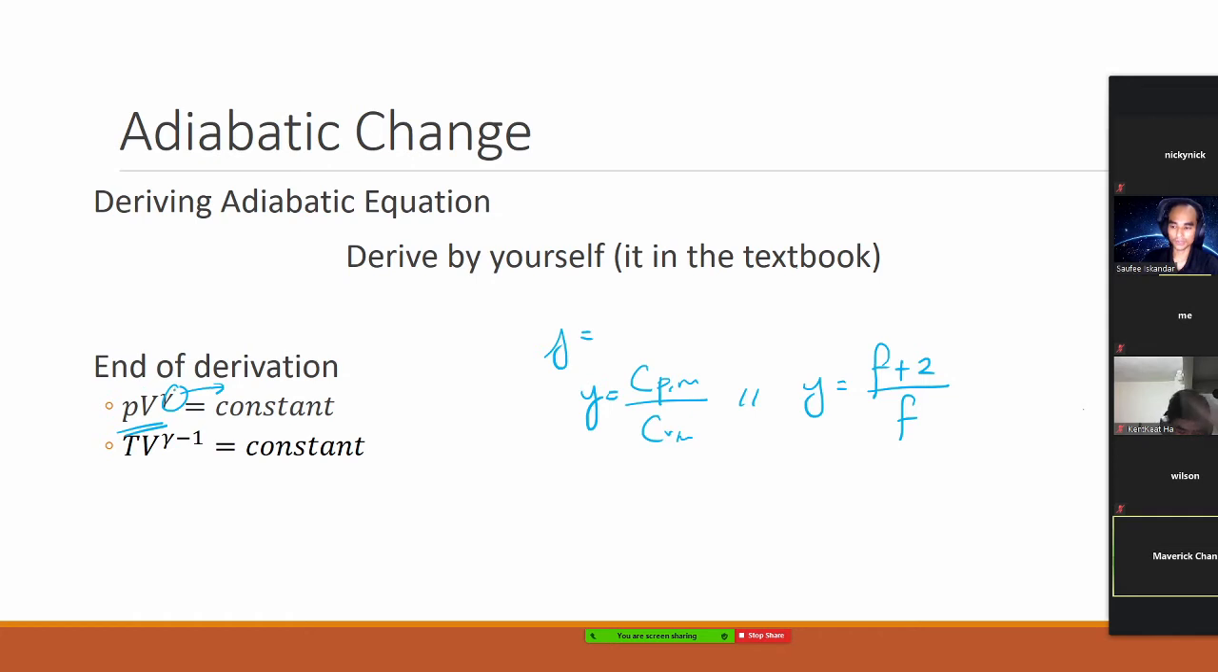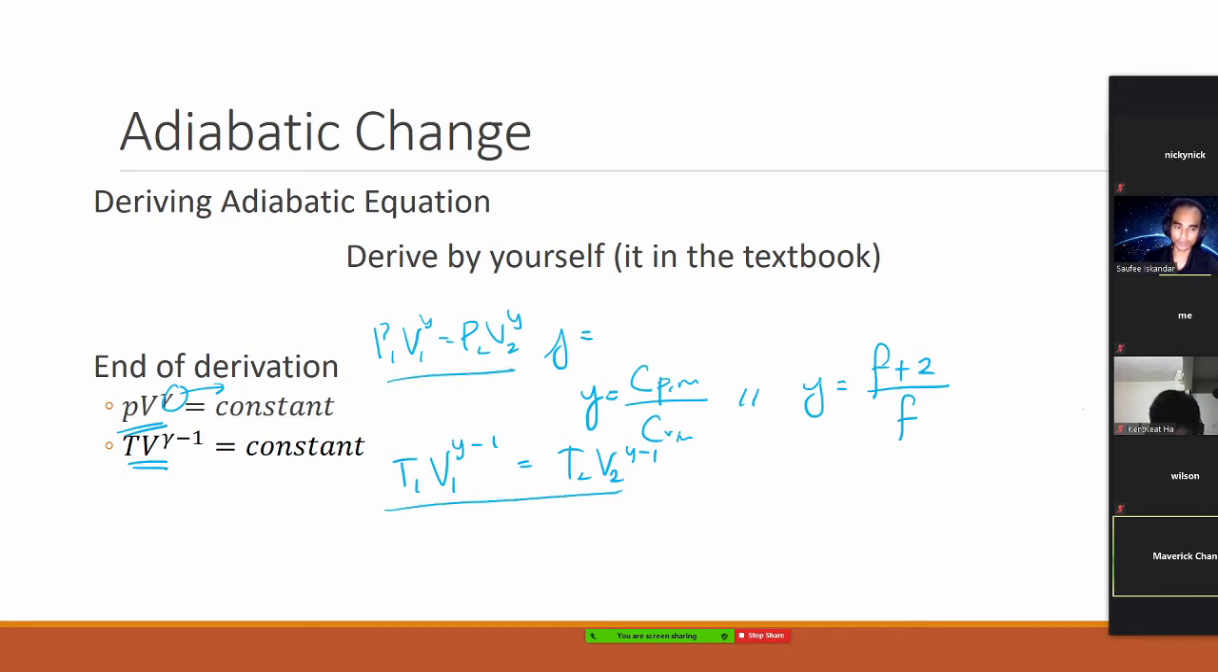Pressure times volume to the power of gamma equals a constant, which means P1 V1^gamma equals P2 V2^gamma. Before and after will be equal. One more is TV: temperature 1 times volume 1 to the power of gamma minus 1 equals T2, the temperature after the process, times V2 to the power of gamma minus 1. Remember, this is only for the adiabatic process. It cannot be used for others. So you either use TV or PV.